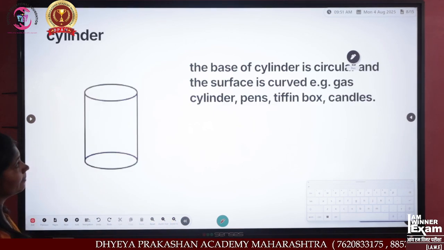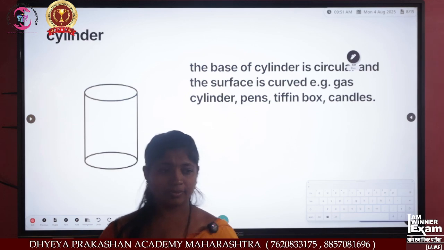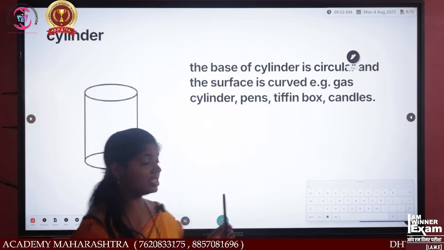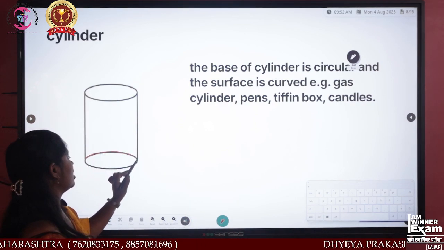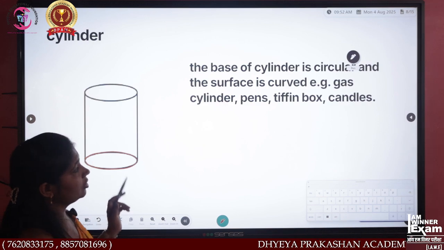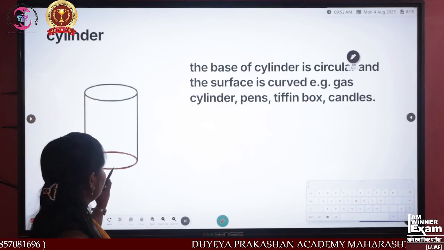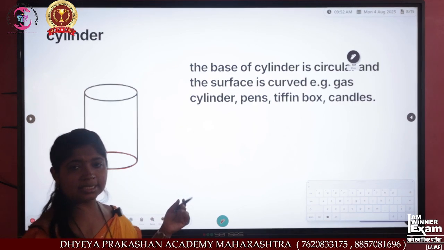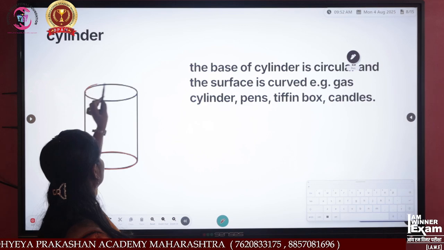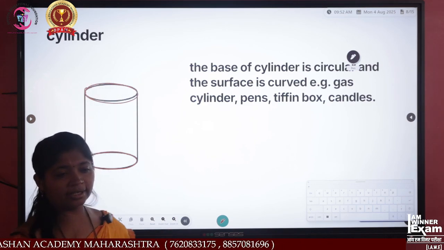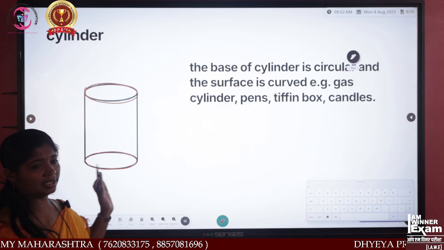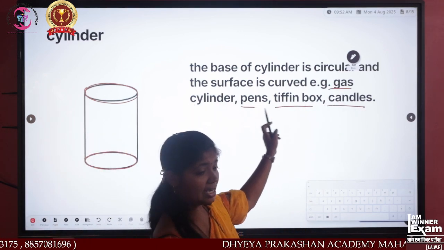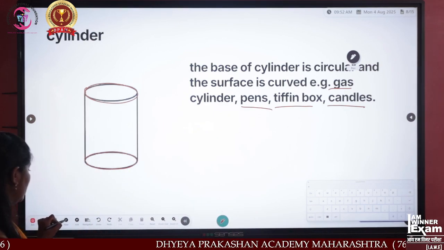Okay, now next, it is the cylinder shape. The base of a cylinder is circular and the surface is curved. Examples are a gas cylinder, tiffin box, paints and candles. It is a cylinder shape.